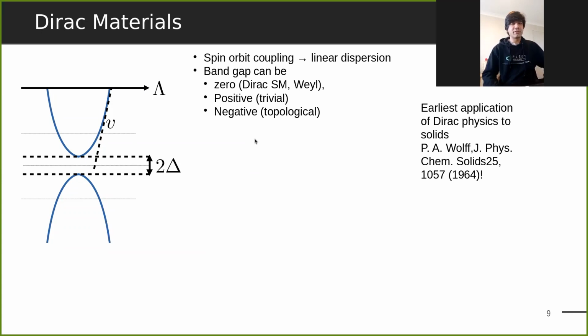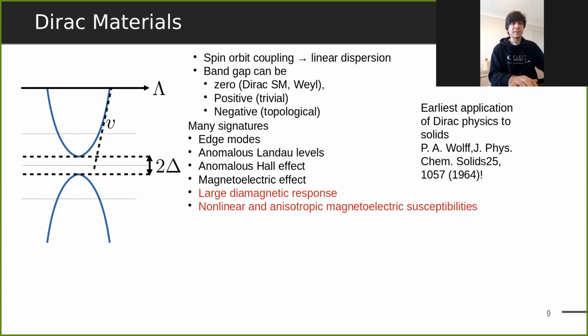Application of Dirac physics to materials is not new. Actually, Wolff already wrote down an effective Dirac equation for electrons in bismuth in 1964. But recently, there's been a revolution in condensed matter physics due to their many interesting signatures, including transport and anomalous Hall effect and anomalous Landau levels, surface and edge states, and so forth.